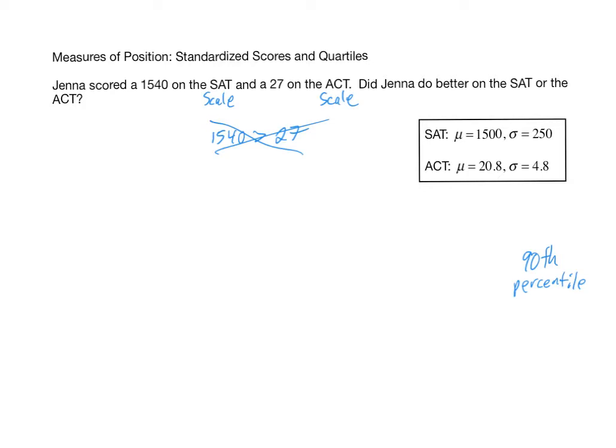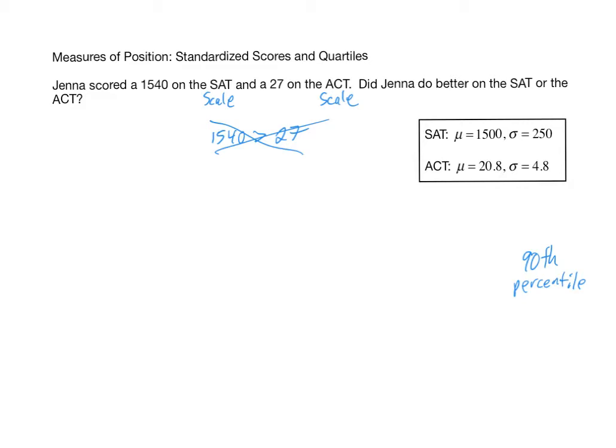If you look over here, we talked about the meaning of mu, which is a population mean. The population mean for the SAT is 1500, and the population standard deviation, that means for all the test takers, is 250. For the ACT, the population mean for all people that took the exam is 20.8, and sigma, the standard deviation, is 4.8. That now gives us some information to think about whether Jenna did better on the SAT or the ACT.